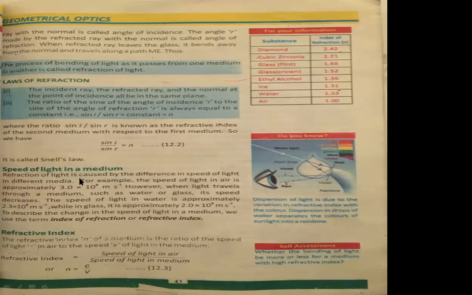Then we discussed the speed of light in different mediums. The speed of light in air is 3 into 10 power 8 meter per second. But the speed of light in water is reduced to 2.3 into 10 power 8 meter per second, and in glass, the speed of light is 2 into 10 power 8. In order to find the speed of light in different mediums, we use the term refractive index. Refractive index is denoted by n, and n is equal to c over v, where c is the speed of light in air, which is 3 into 10 power 8, and the speed of light in the medium is denoted by v. So n equals c over v, and this is called the refractive index.